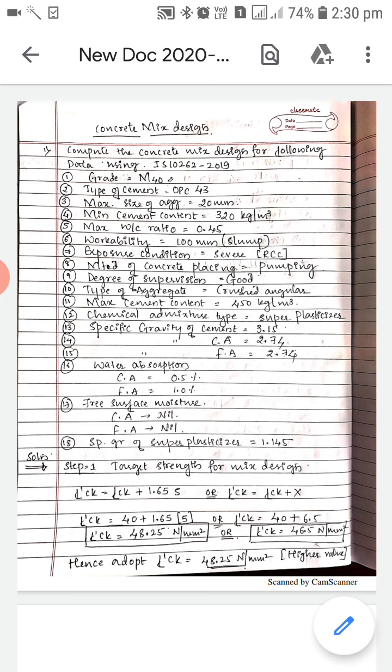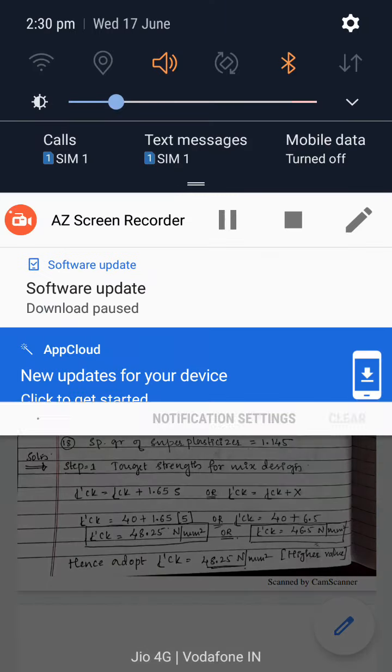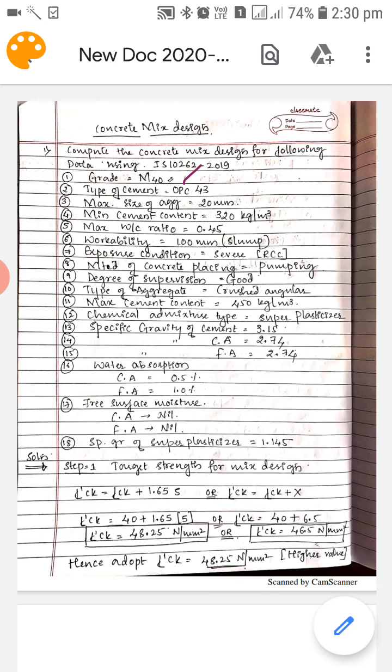Let's look into the next numerical on concrete mix design. So the problem goes like this. Compute the concrete mix design for the following data using IS 10262-2019. Grade of the concrete mentioned is M40 and type of cement given is OPC 43. Maximum size of the aggregate is 20 mm. Minimum cement content is given as 320 kg per meter cube and maximum water cement ratio is given as 0.45.